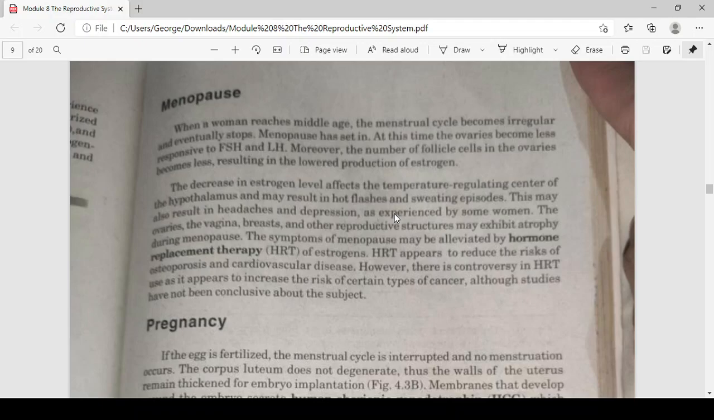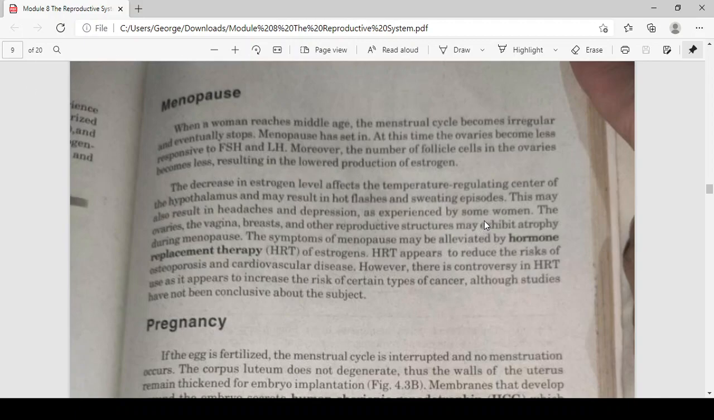Menopause has set in. At this time, the ovaries become less responsive to your FSH and LH. Moreover, the number of follicle cells in the ovaries become less, resulting in the lowered reproduction of your estrogen. Gagamay na ang ato na estrogen or your female hormones.